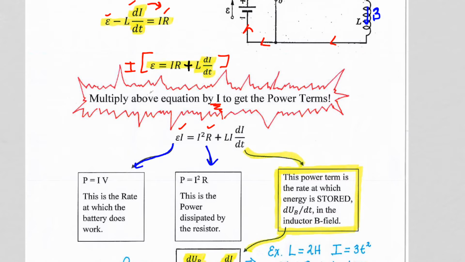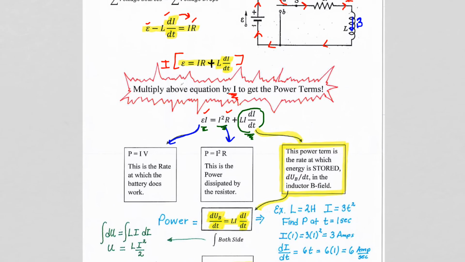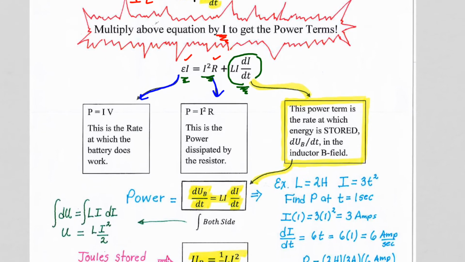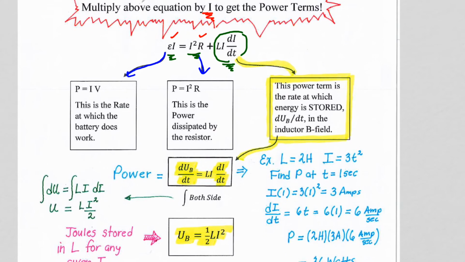So we've seen these before. Power dissipated by the resistor. And now we also realize an L i di/dt term. Since IV is power and I squared R is power, this must also be a power term. So it is, and it's the power term that describes the rate at which the energy is being stored in the inductor. So we're going to focus on just that L i di/dt term for a second and realize that it's the joules per second of energy being stored in that L, that inductor.